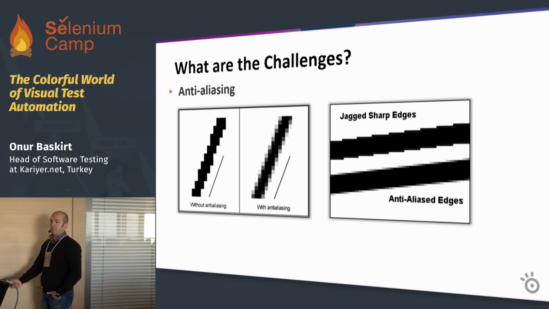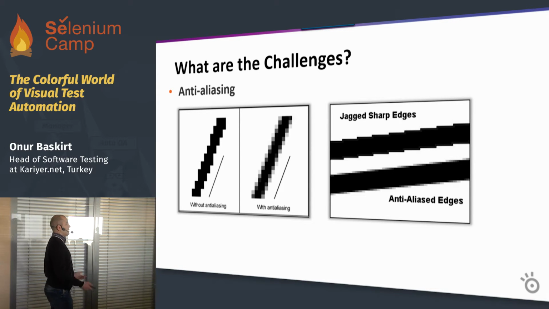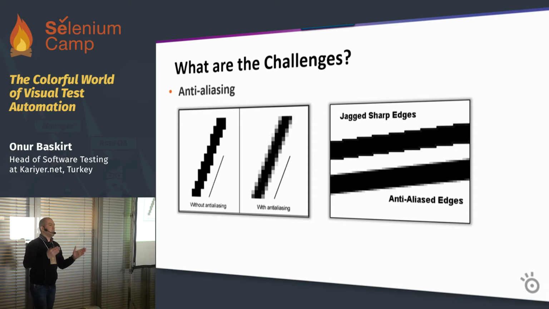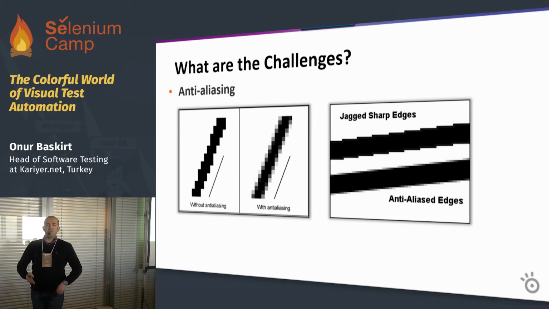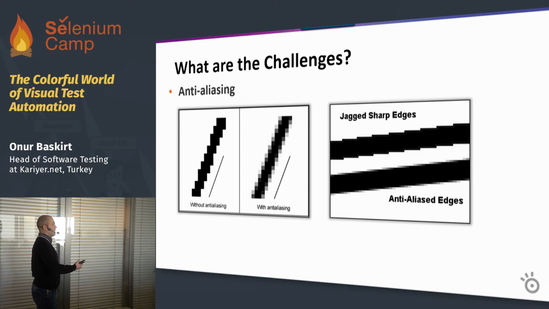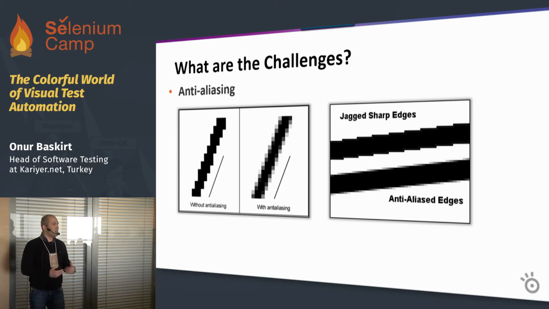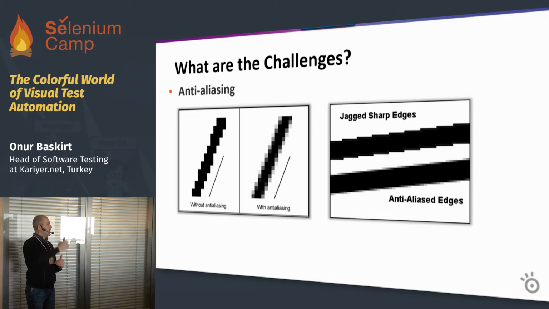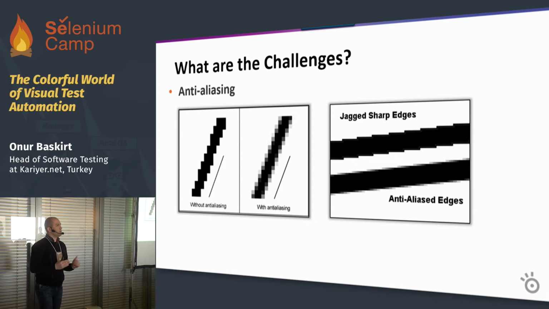So what are the challenges? First of all, anti-aliasing. What is anti-aliasing? Anti-aliasing is making the image edge much smoother and nicer. If you're a video game player also, you know that there are settings in the games, anti-aliasing settings and anisotropic filtering settings.